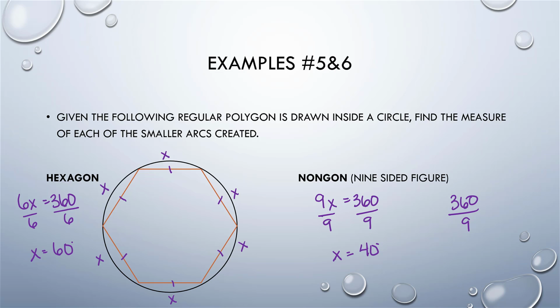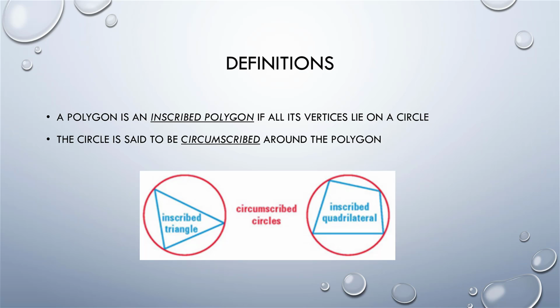Okay, so one way to look at inscribed polygons is when we have regular polygons, so those congruent chords. But what if I don't? First of all, a polygon is inscribed if all of its vertices lie on the circle. And then the circle is said to be circumscribed around the polygon. So a circle is circumscribed outside, and the polygon is inscribed inside.